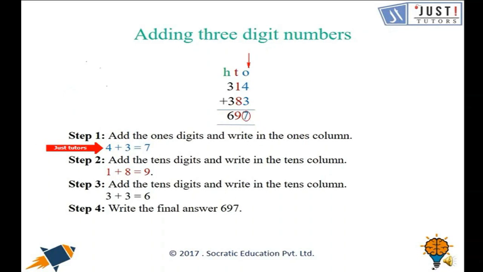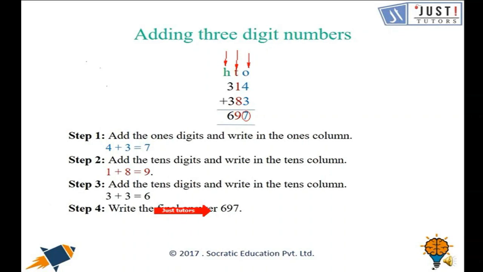And then we will move ahead towards the tens column. So as we can see, 1 and 8 lies in the tens column, so 1 add 8 makes a 9. So we will write 9 in the tens column. Then we will move ahead and try the hundreds column. We have 3 and 3 in the hundreds column. So 3 add 3 makes a 6. So we will put 6 in the hundreds column. So the final answer that we get is 697.